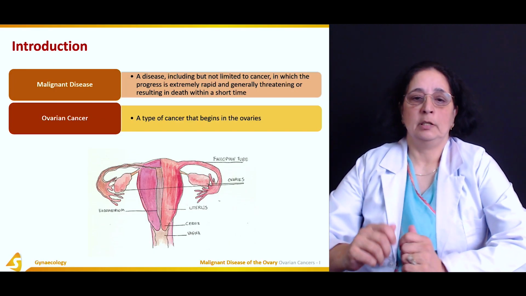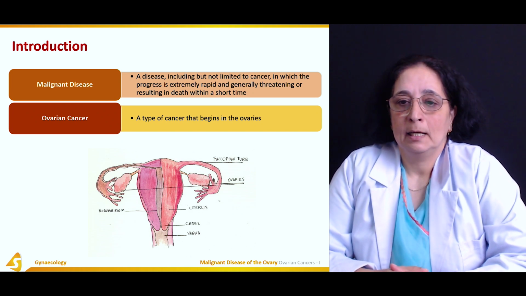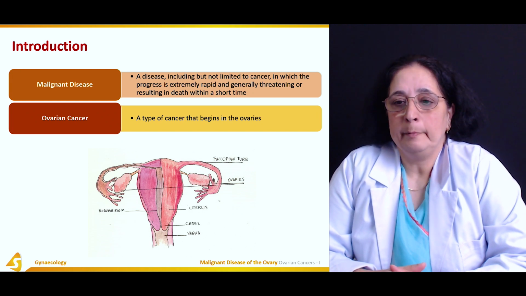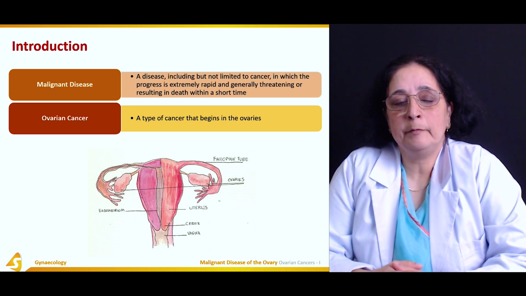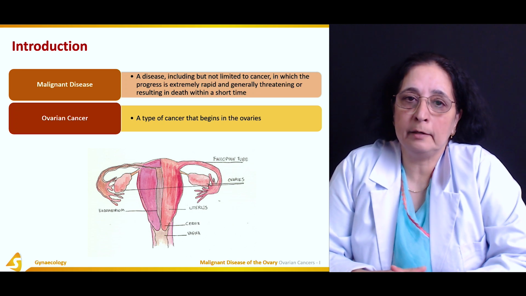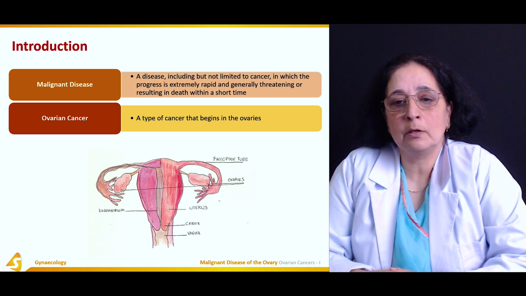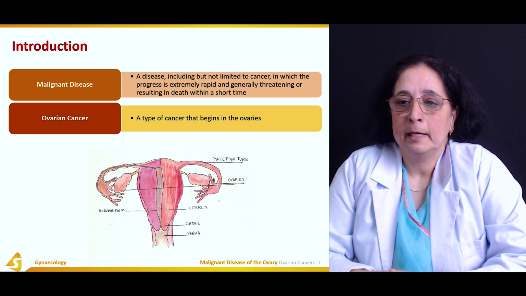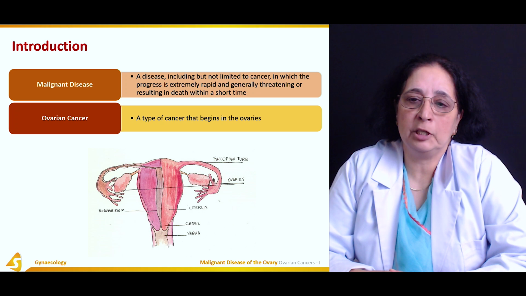So, introduction: ovarian carcinoma is a malignant disease, a very common malignancy in females, and it spreads very rapidly. Usually when ovarian cancer is diagnosed, it's already widespread. So the prognosis with ovarian cancer is not very good. It's rapidly progressing, very threatening, and results in death within a very short time.